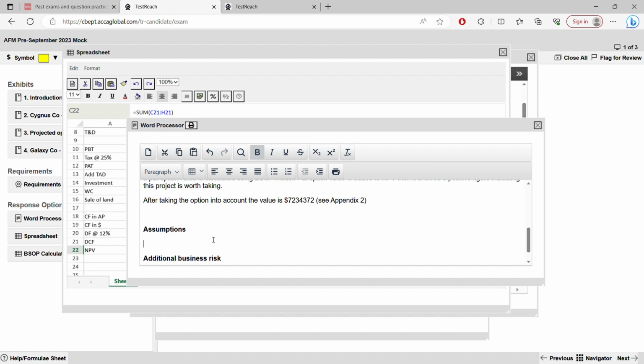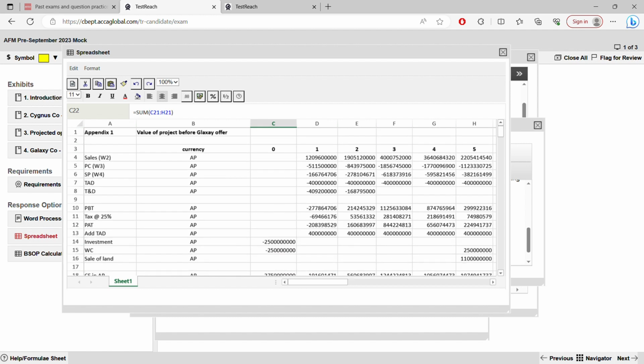Well, see this table. Go to your spreadsheet table. See this table that you have used. All these are assumptions, isn't it? Sales is an assumption. This is an assumption. I mean the prices, the quantity, tax. All these are assumptions. So it's very easy. Write this.